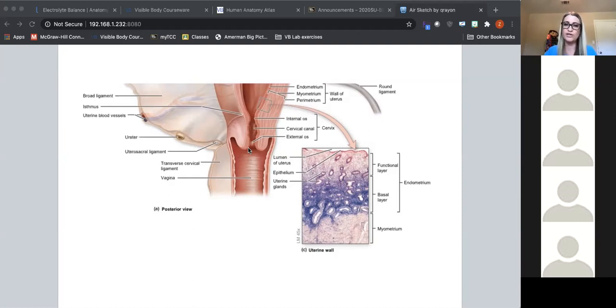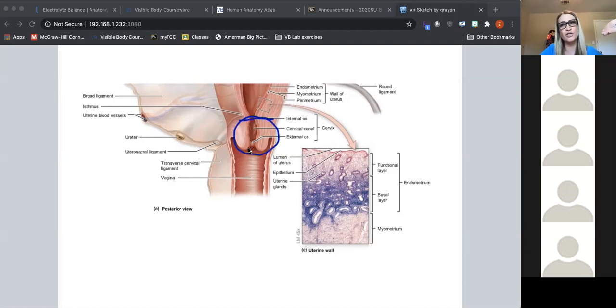When you look at the cervix, it has distinct regions. We have the internal and external os. These are the narrowed regions of that cervix. And then between them is the cervical canal. And then the cervix is this whole thing, that part of the uterus.